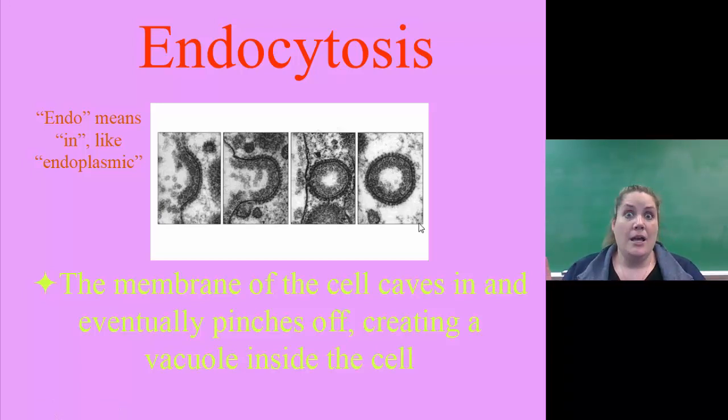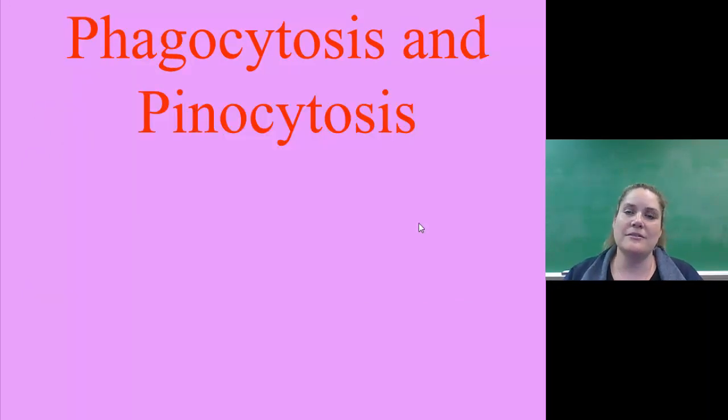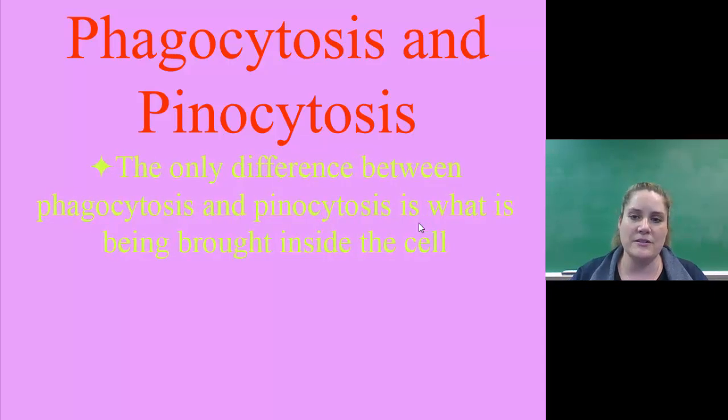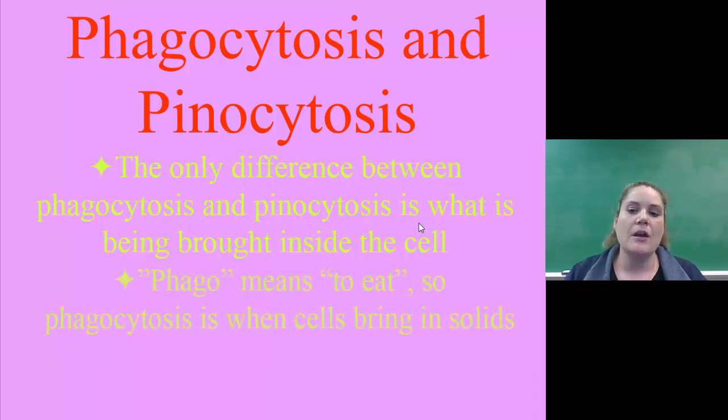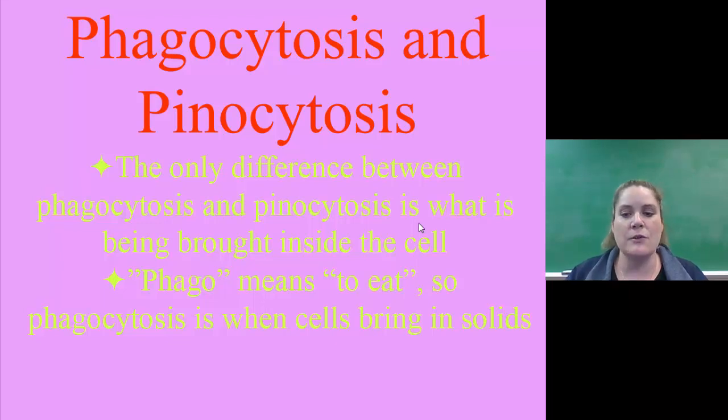All right, here we go. Endocytosis, two types. Super easy though. Phagocytosis and pinocytosis. The only difference between them is what it is that we're bringing into the cell. Phago means to eat, so phagocytosis means that cells are bringing in solids. So phagocytosis is cell eating, solids being brought into the cell.